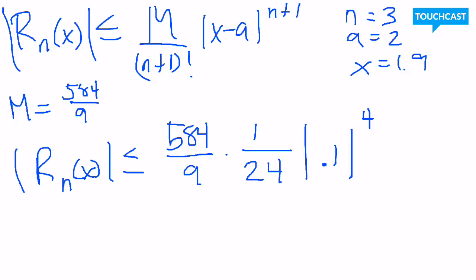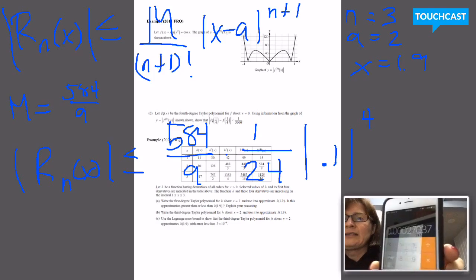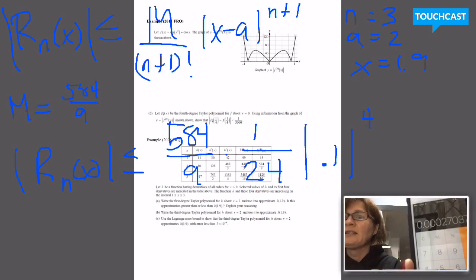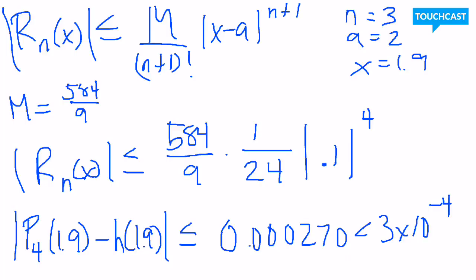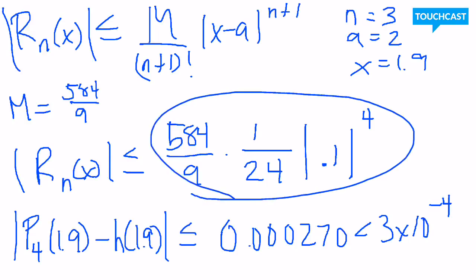So again, this is the calculator section, so let's figure it out. All right, so I typed into my calculator, can you see that? 584 divided by 9 times 1 divided by 24 times 0.1 raised to the 4th power, and I got 0.00027. So I would write something like this. Just to write it up in the most formal way, I would say that the absolute value of the difference of p sub 4 of 1.9 and h of 1.9 is less than or equal to 0.000270, which is what I got when I multiplied this out, which is in fact less than 3 times 10 to the negative 4th.